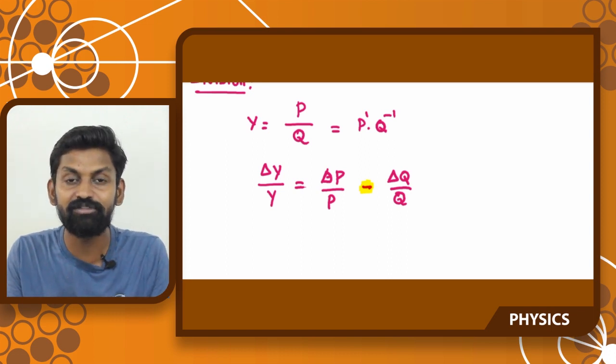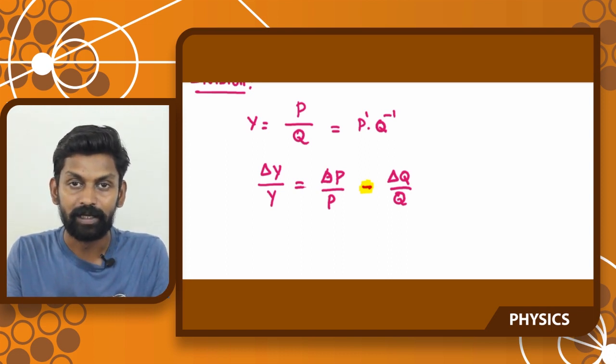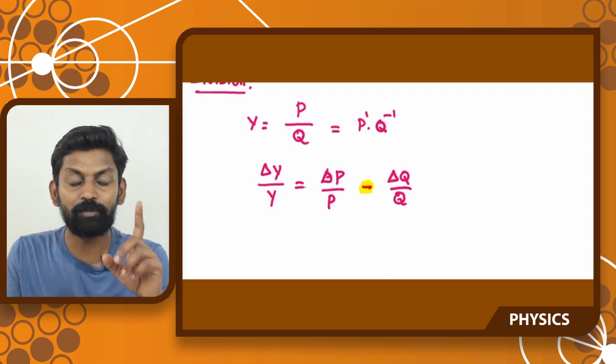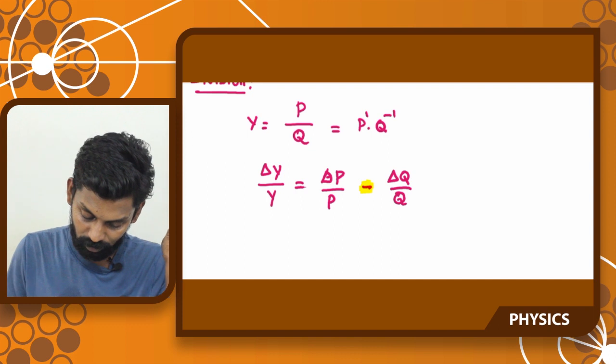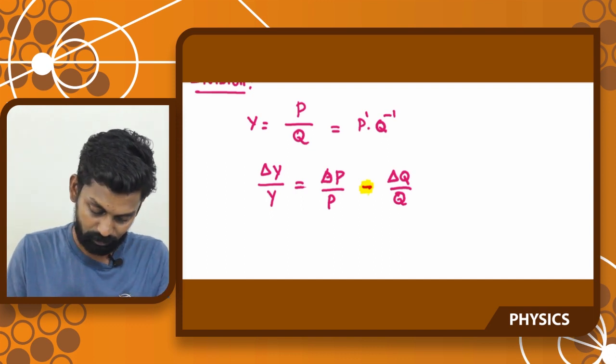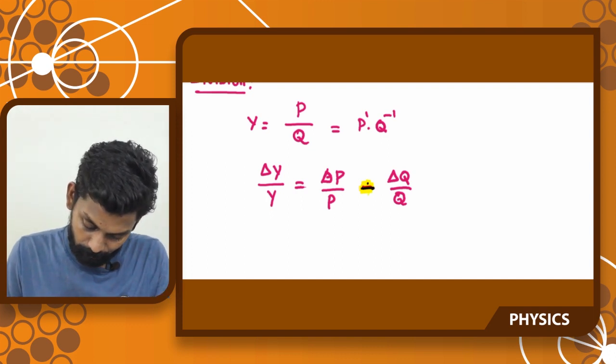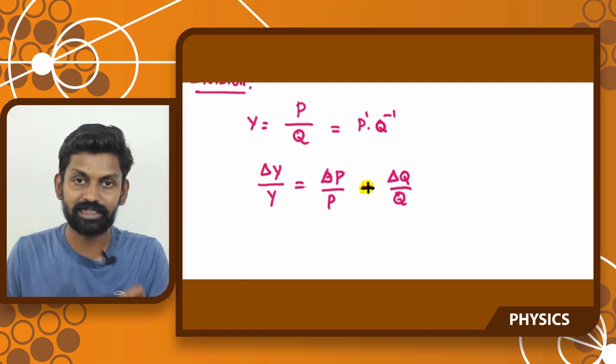But this cannot happen when we are finding the maximum possible error. Maximum possible errors will never cancel each other. They will never reduce each other. So it will be plus. So it is delta P by P plus delta Q by Q.